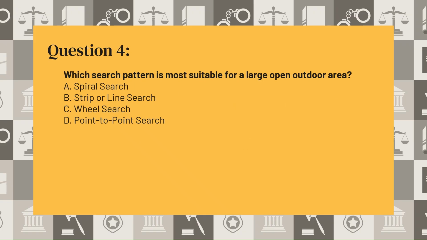The next question is, which search pattern is most suitable for a large open outdoor area? The correct option is option B, the strip or line search.